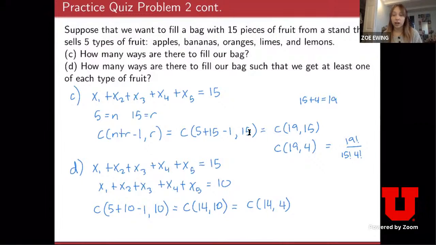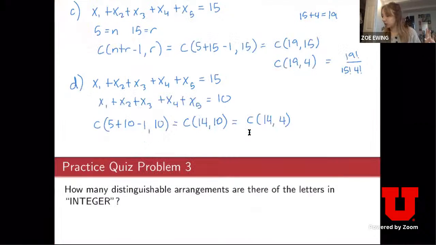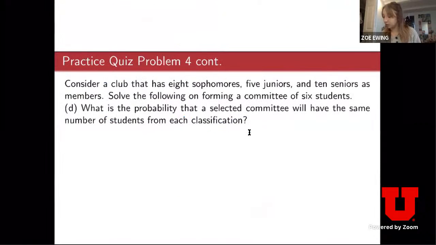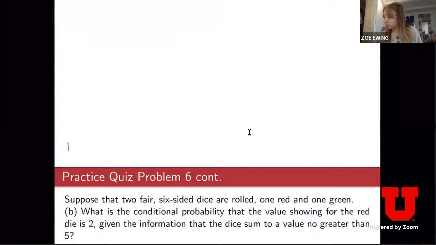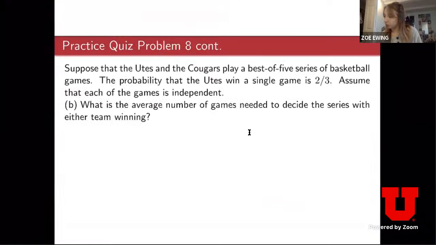Okay, if there's not anything specific, then I think I'll just go through the review problems. And if you have any questions about the practice quiz problems, feel free to put them in. But since you've already gone through those and looked at those, I assume it will be more helpful to go through some new problems.